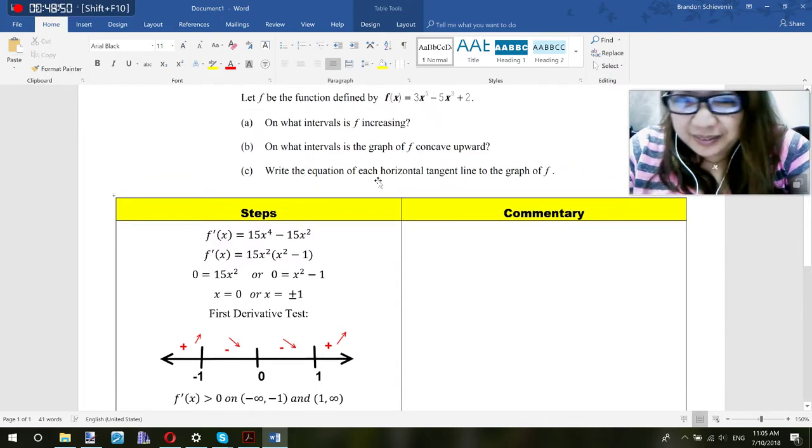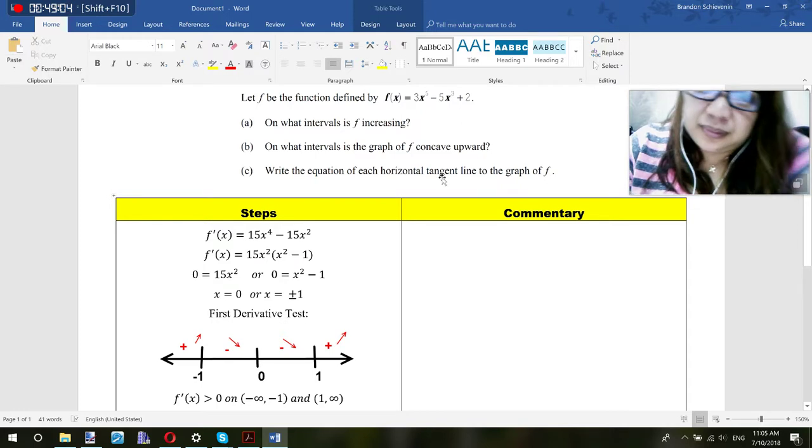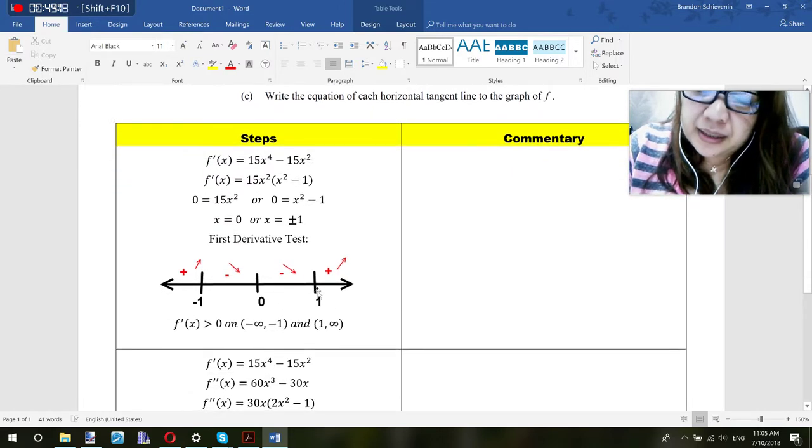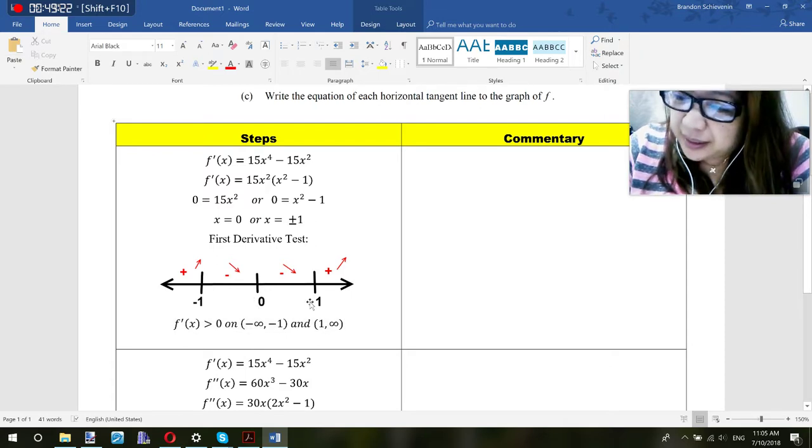So with the equation, I want to write the equation of each horizontal tangent line to the graph of f. So a line that is horizontally tangent to our graph would be where the slope is equal to 0. So I want the equation of a line at all of the points where the slope is equal to 0. Okay, so we already know with our first derivative test that the slope is equal to 0 at -1, at 0, and at 1.